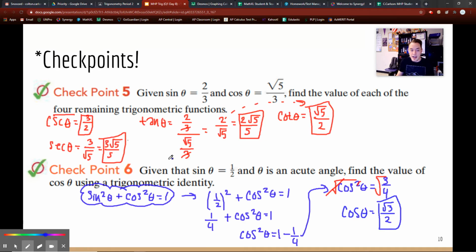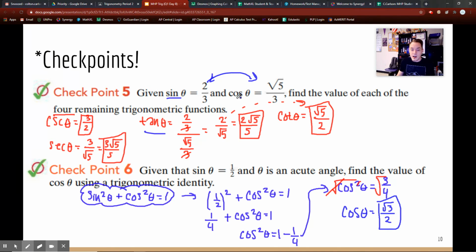All right, welcome back. So these are the answers for checkpoint 5. I have cosecant equals 3 over 2. Secant, I have 3 times radical 5 all over 5. I have to make sure I rationalize. I get those by just switching these, the reciprocal, because those are the reciprocals. So I wanted to cancel those out first. Then I went for tangent.